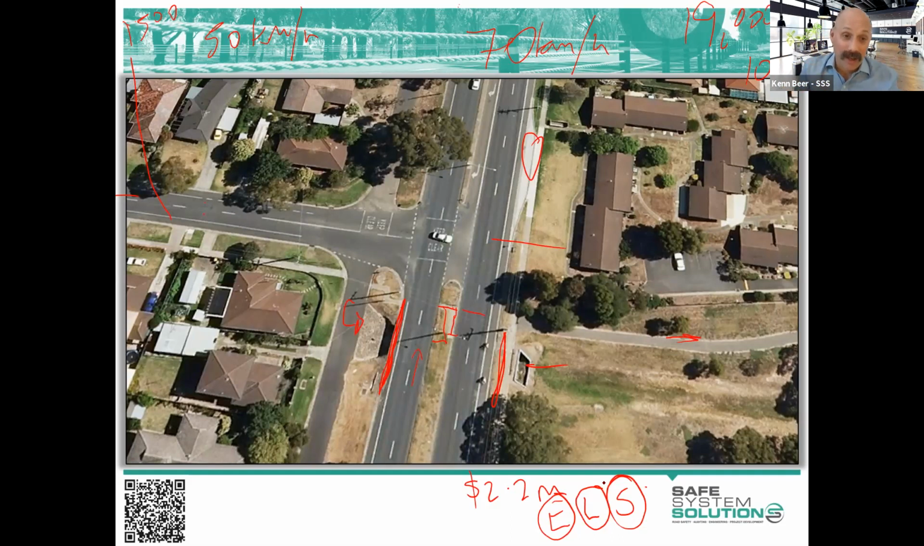Now, I'm going to get you to do that in this exercise. You're going to do it in your assignment, and then you're going to do it in your safe system assessment. So it's a great start for us to practice that.